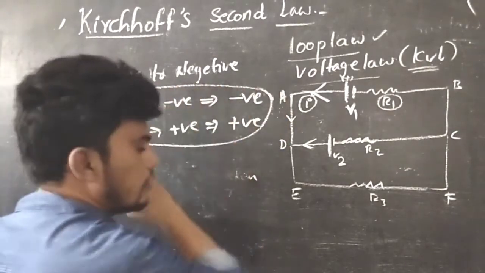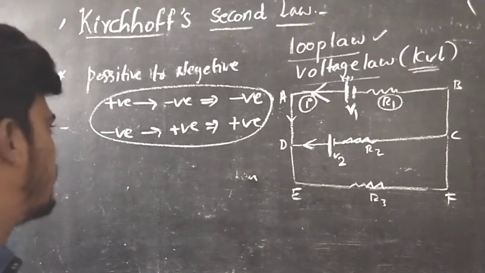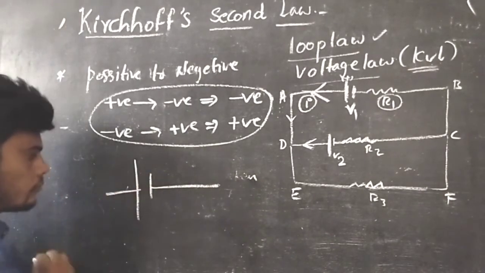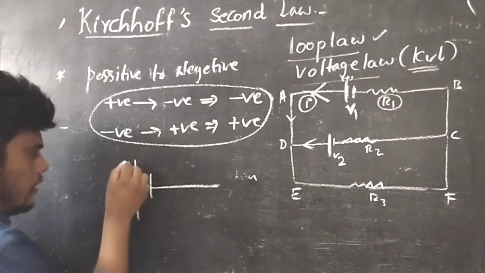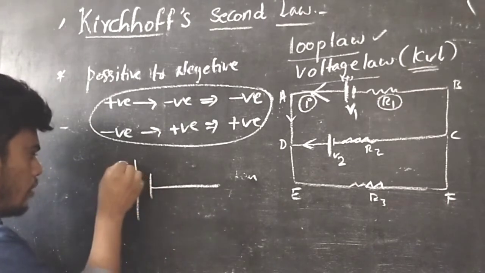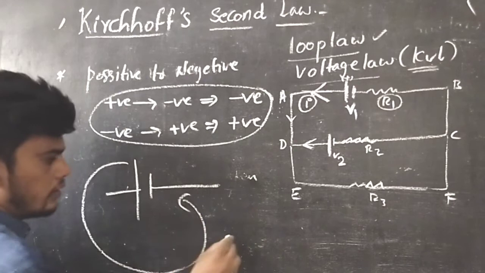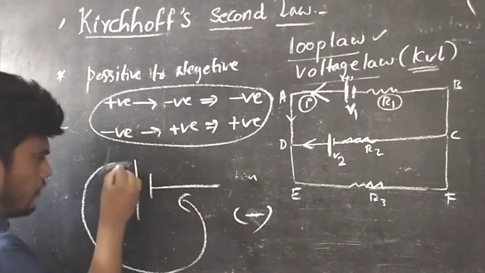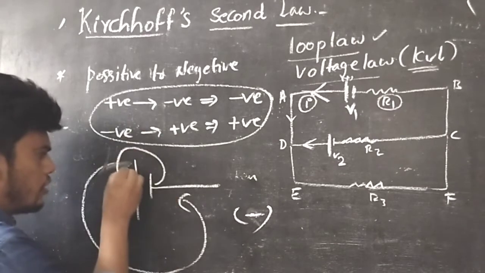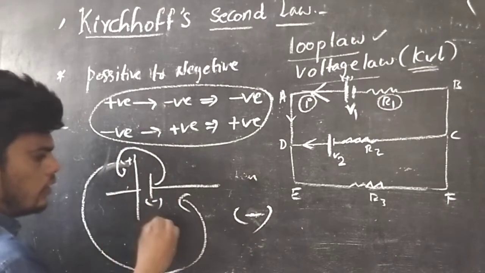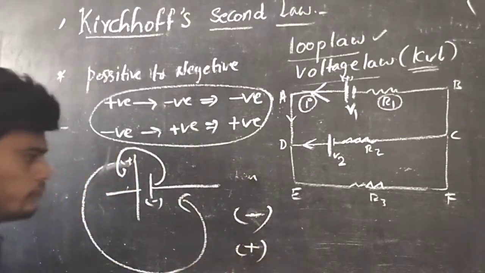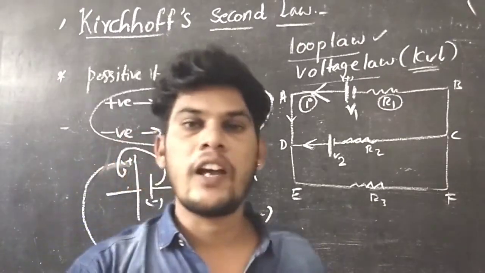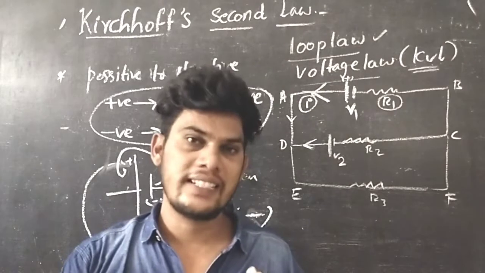It is another sign convention method. Look here. For example, it is the symbol of a battery. If the current direction goes from positive to negative, it is taken as negative. If it goes from negative to positive, it is taken as positive. So these two are the sign conventions for application of Kirchhoff's second law.